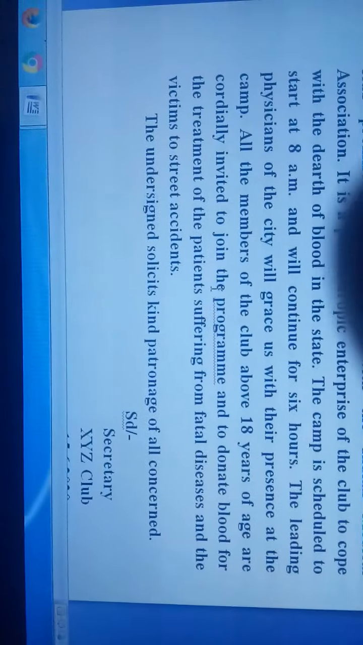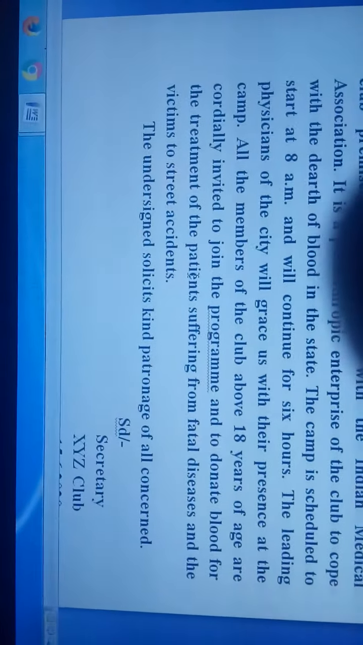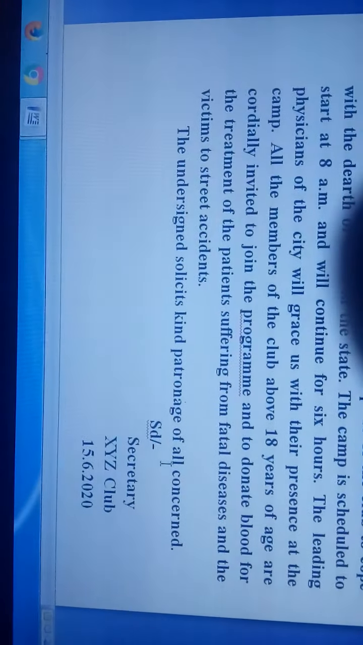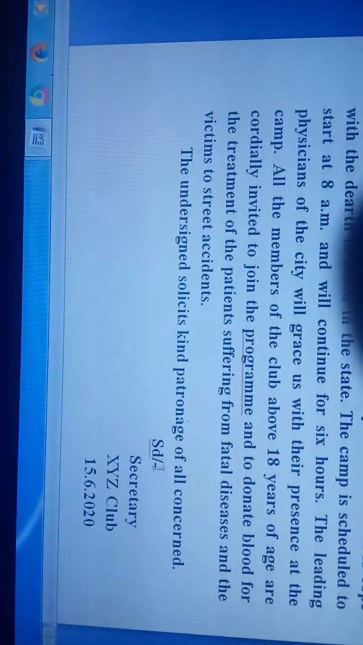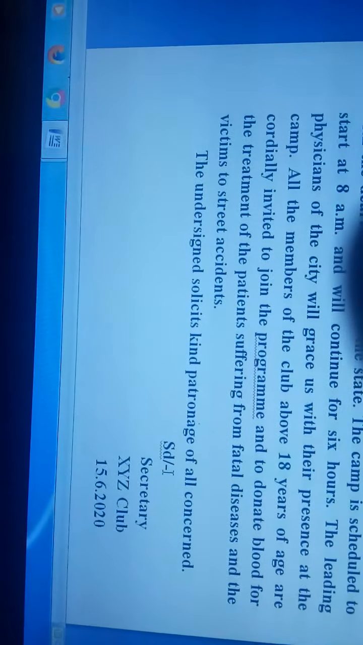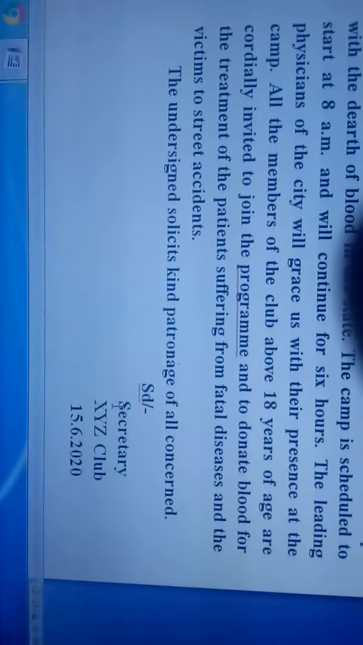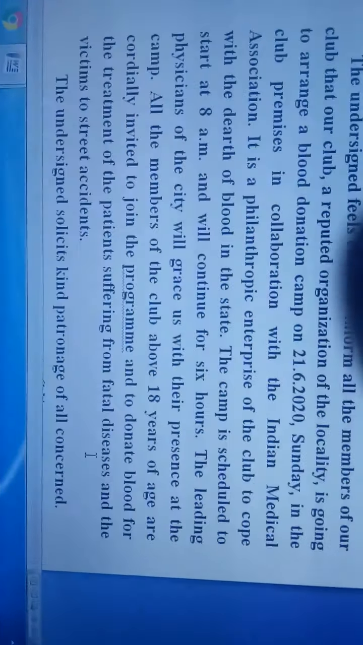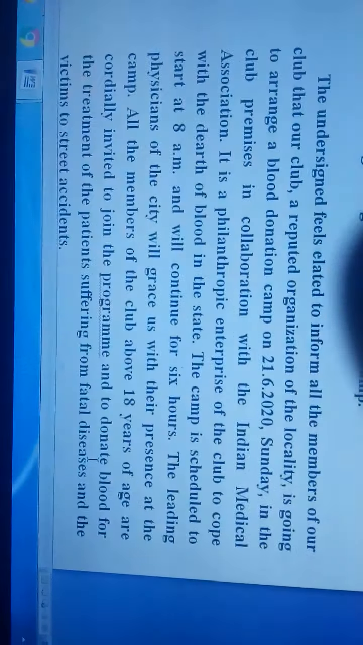Now just formality: the undersigned solicits kind patronage of all concerned. Okay, and your notice has come to an end now. Here I have written SD, that means signed. You should not write SD. You have to put your signature here, that is your name and surname. You should put your signature here, and below that you have to write your designation, that is the secretary, and below that the name of the organization, XYZ Club, because here you have written XYZ Club, so here also you have to write this name of the club, and after that the date of issuing the notice. Here also you have put the date, so you have to put that date also here.